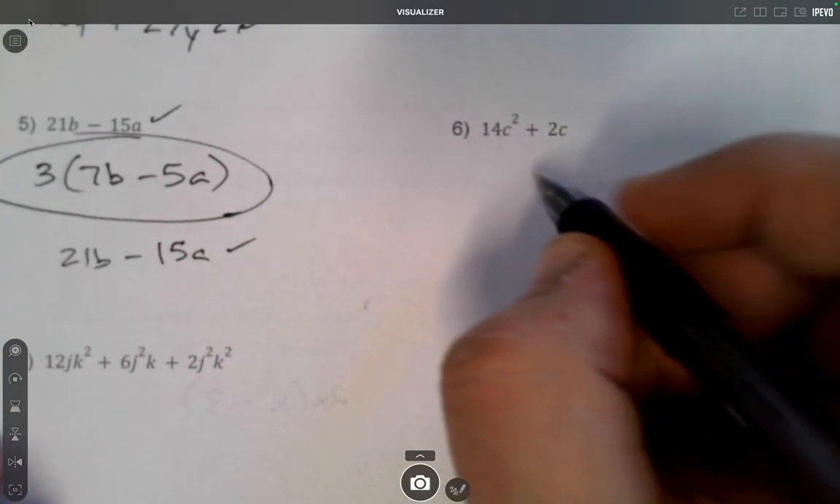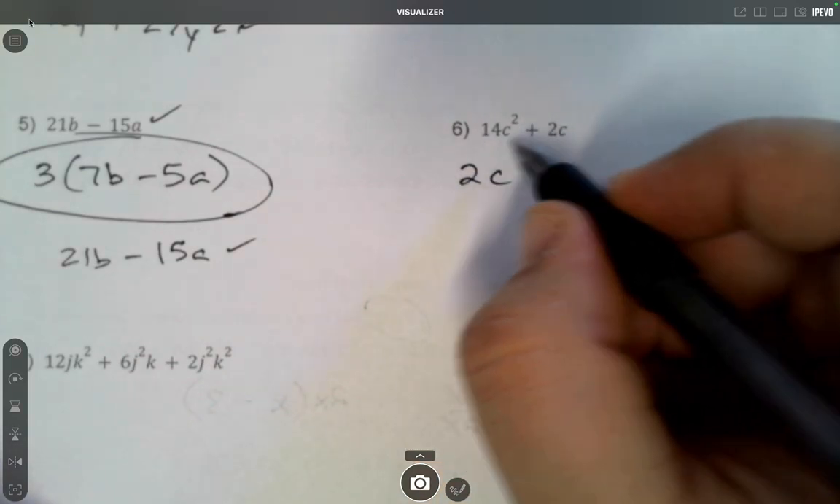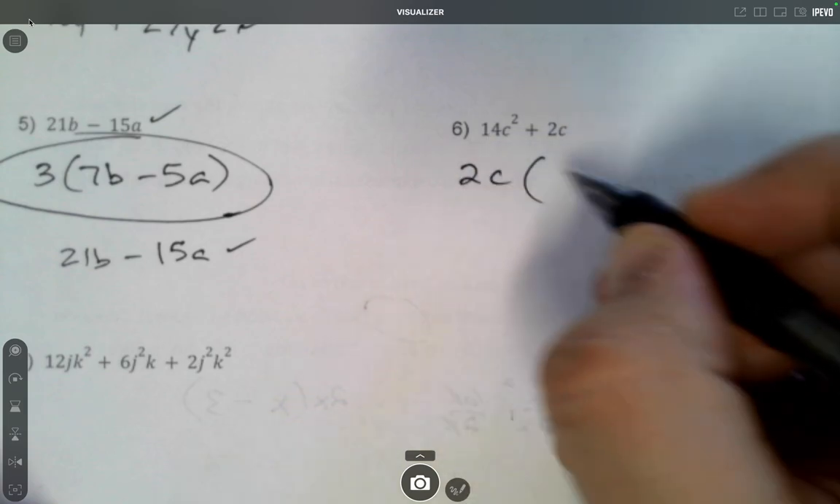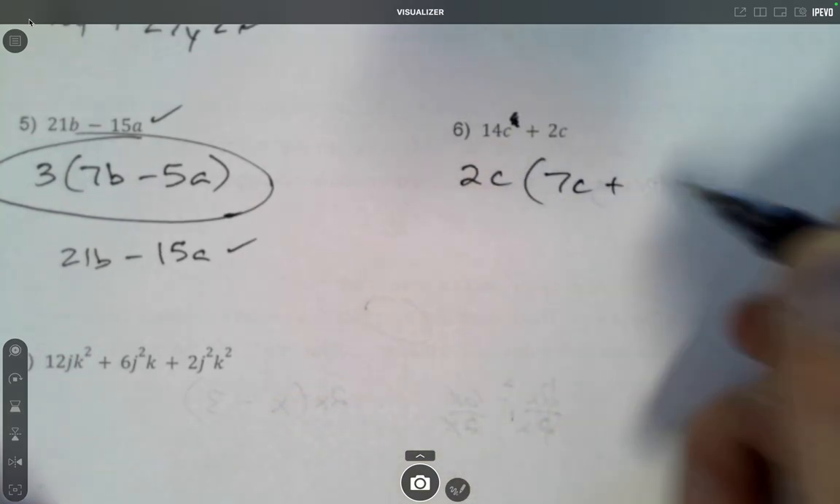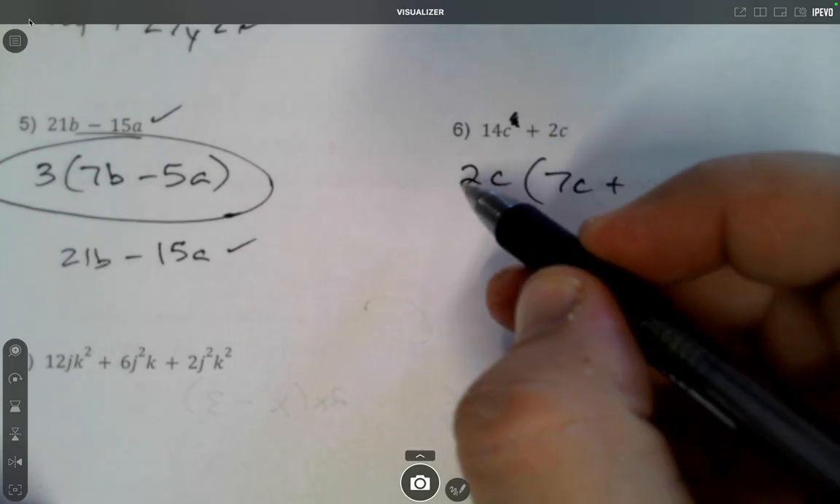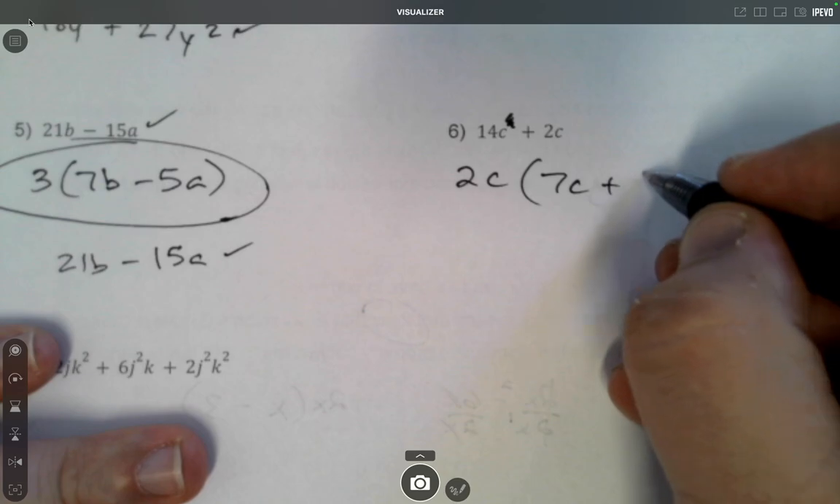Okay, here the greatest common factor is 2c, because they're both even, and they both have at least one c. 14 divided by 2 is 7. It took one of the c's away, leaving one left. 2 divided by 2 is 1. C divided by c is also 1. So you have to put a 1 here. We can't just make a term disappear.